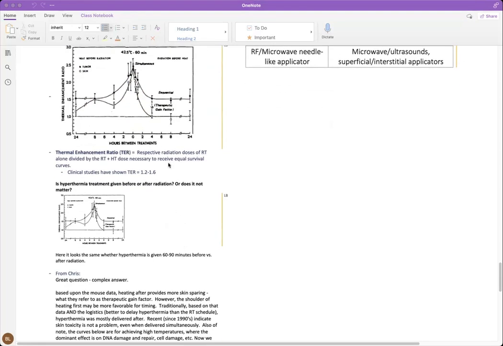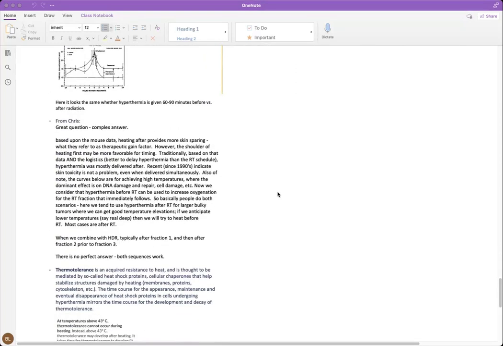So I asked, given this graph, do we give hyperthermia before radiation, or do we give it after radiation? Or does it not matter? What do you think? So, great question, complex answer. Based on mouse data, heating afterwards provides more skin sparing, which we sort of see here, what they refer to as therapeutic gain factor. However, the shoulder of heating first may be more favorable for timing.